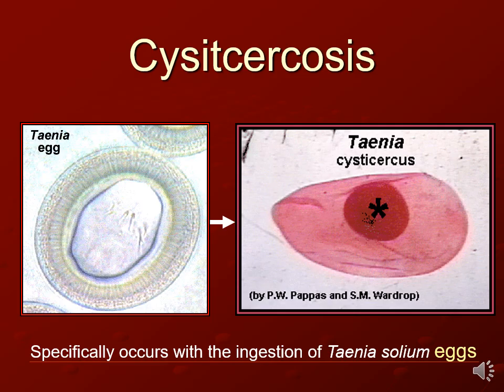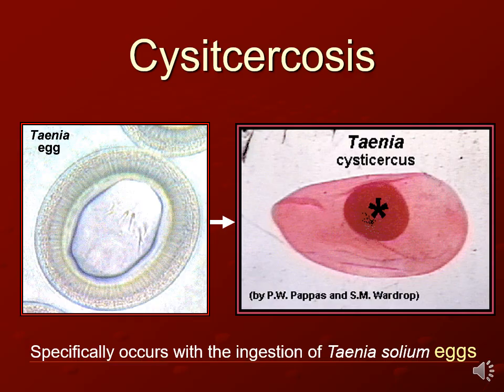Cysticercosis is produced by the cysticerci. You see it in pink and red. This is the cysticercus. The dark red spot here is for the evaginated head, actually, which evaginates to continue the infection. This is the Taenia egg and the Taenia cysticercus.